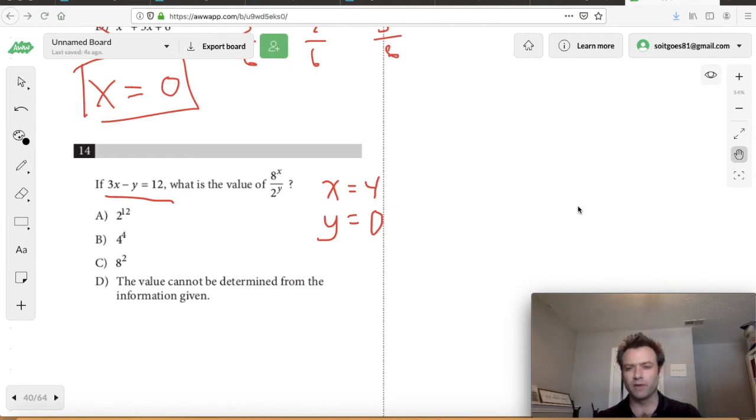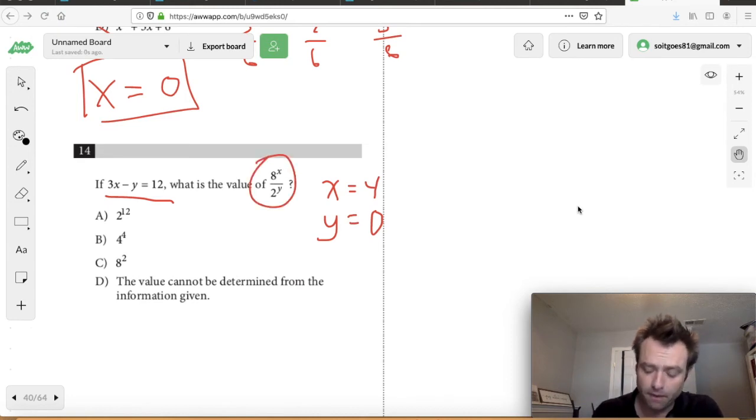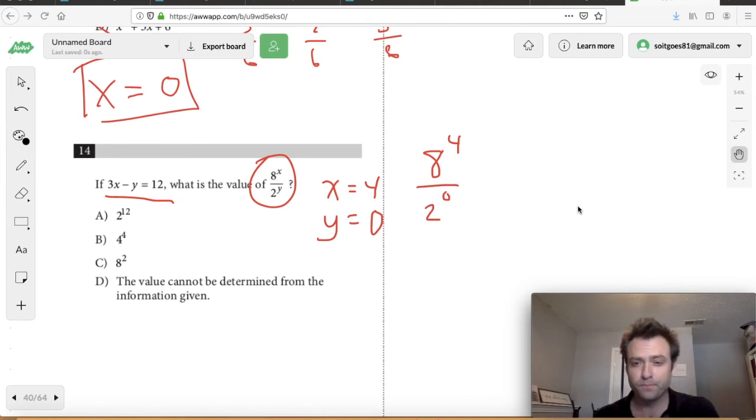But you want to pick smaller values in general because that's going to simplify things a lot, especially as you're dealing with zeros and ones. It's great. But here I think it'll work out if I make x equal 4 and y equal 0. We're trying to find the value of this expression right here, 8 to the power of x over 2 to the power of y. So let's plug those in, and I get 8 to the power of 4 over 2 to the power of 0.